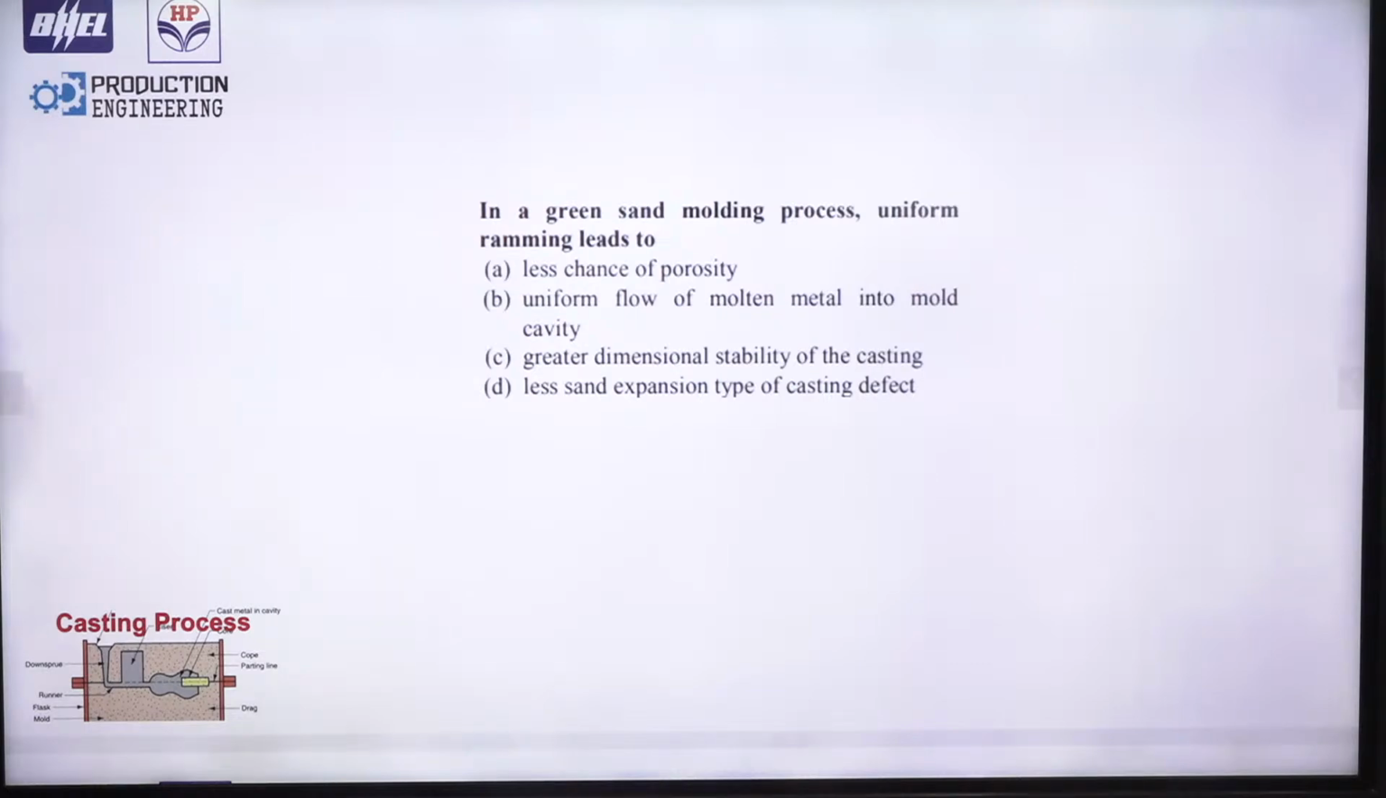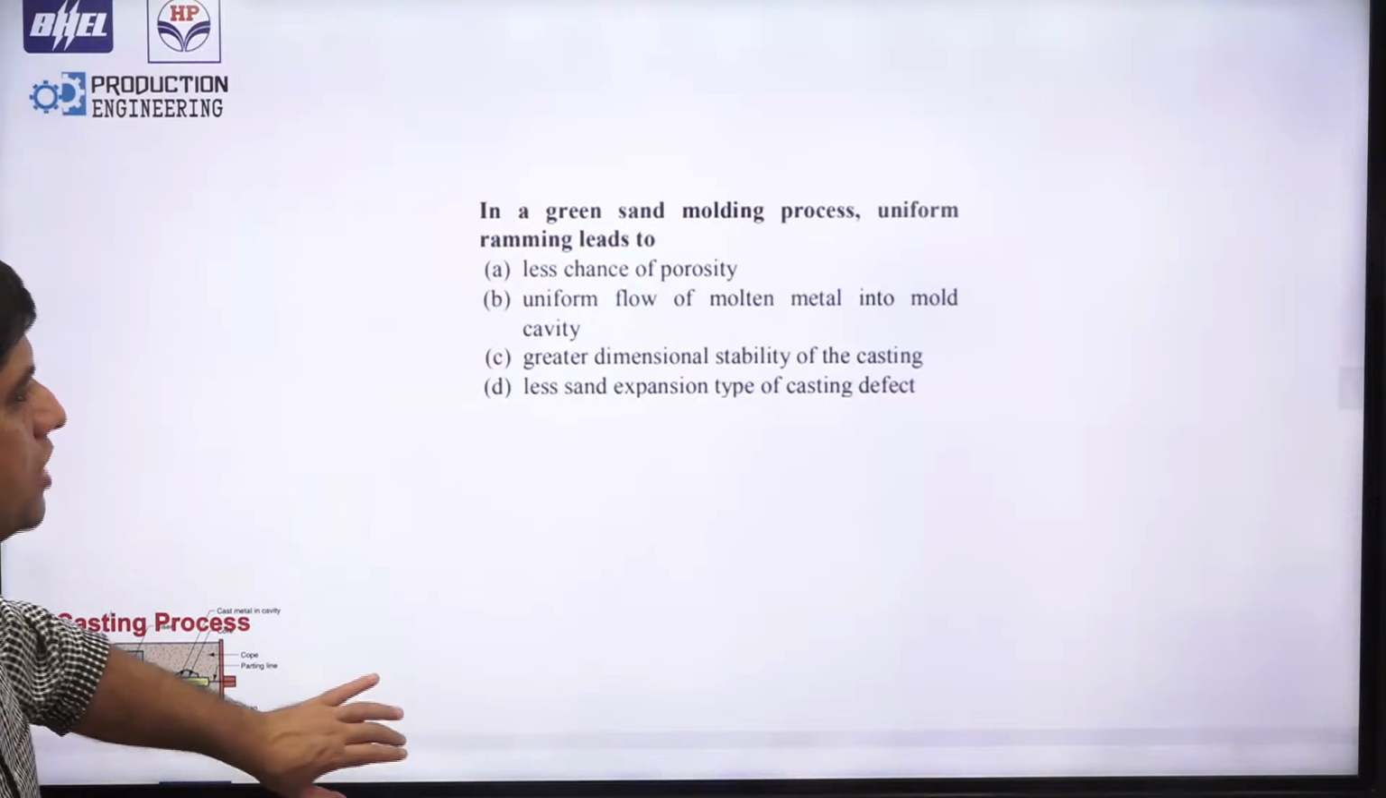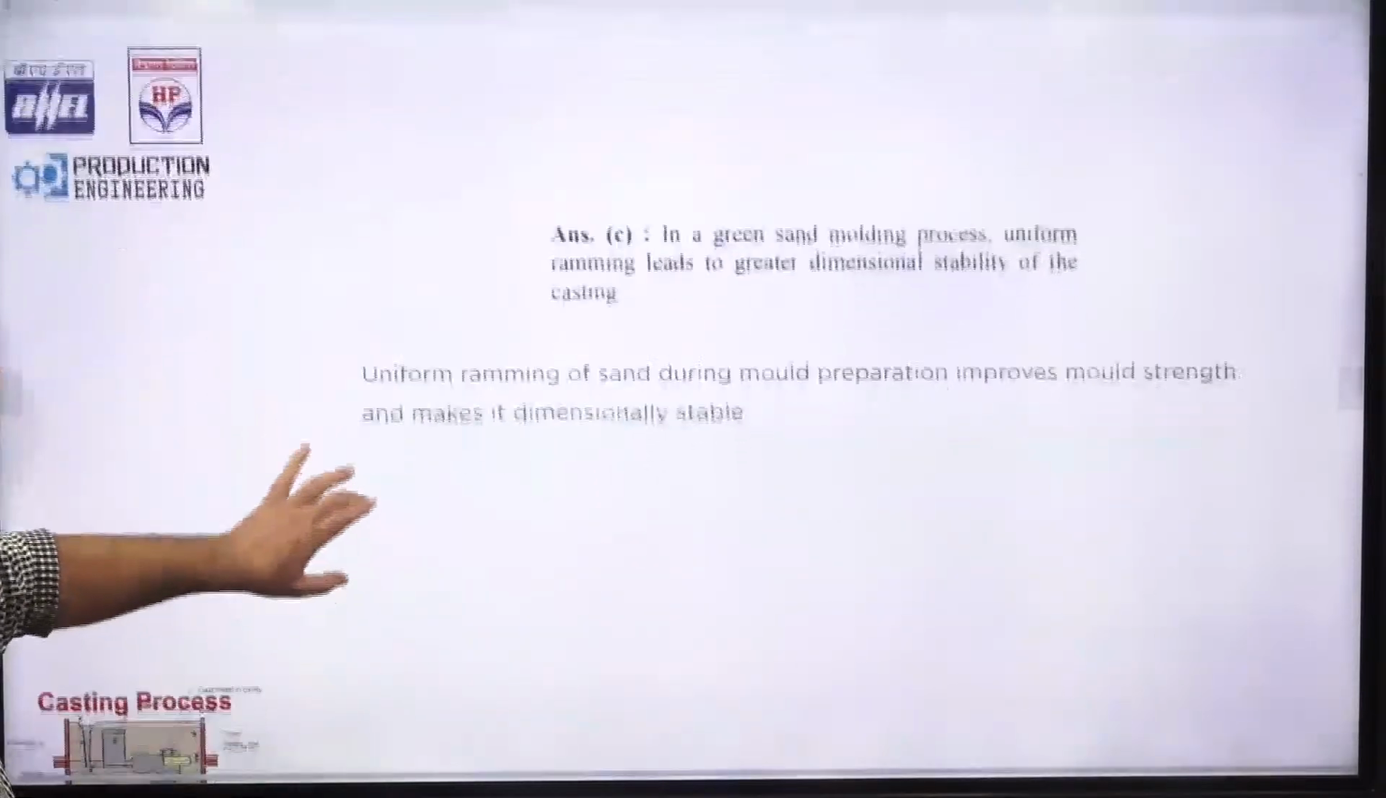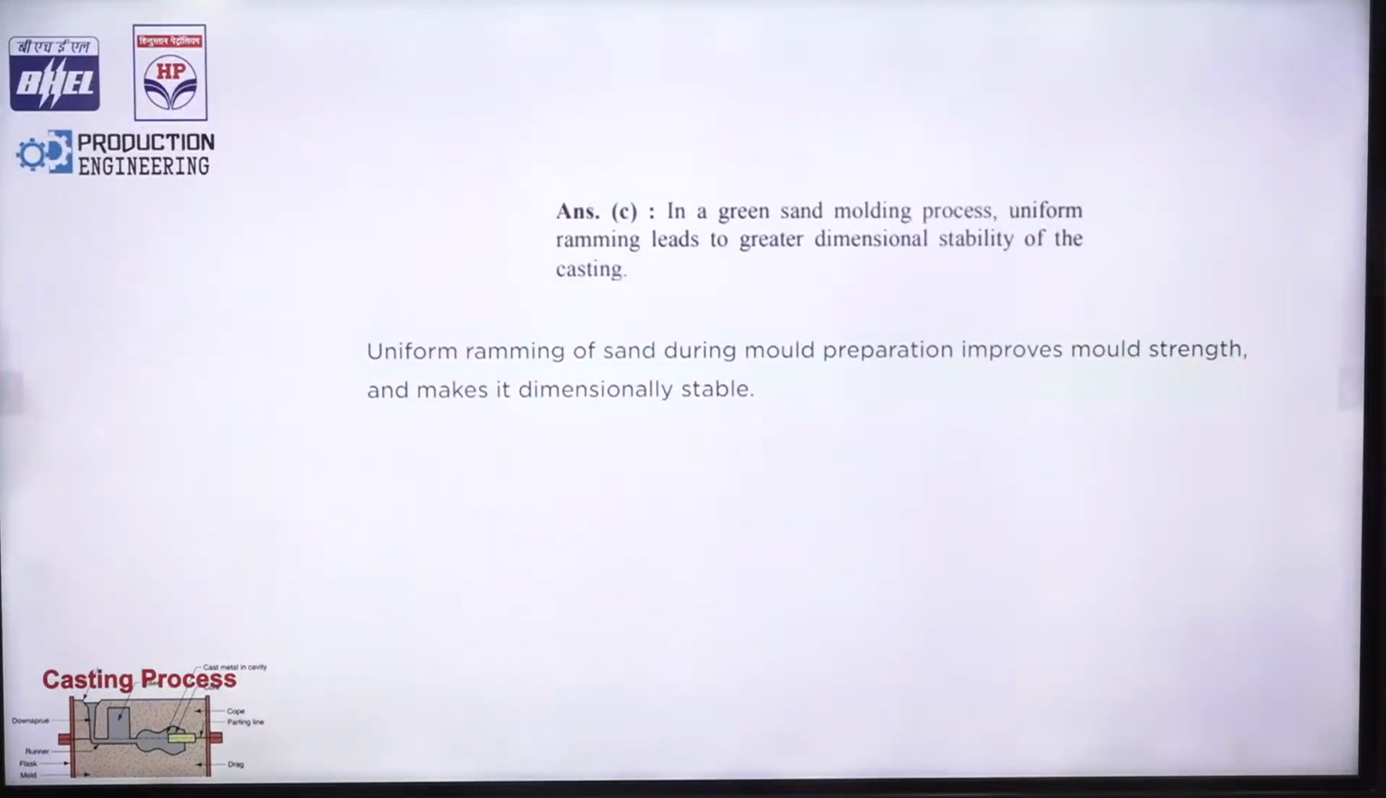Are you going to get uniform flow of molten metal into the mold cavity, greater dimensional stability, less sand expansion? What are you going to get through ramming? Tell me. Less chance of porosity. Okay, I am sure you know what porosity is. Uniform ramming leads to greater dimensional stability. Remember this. This is very, very important. Mold strength and dimensional stability.